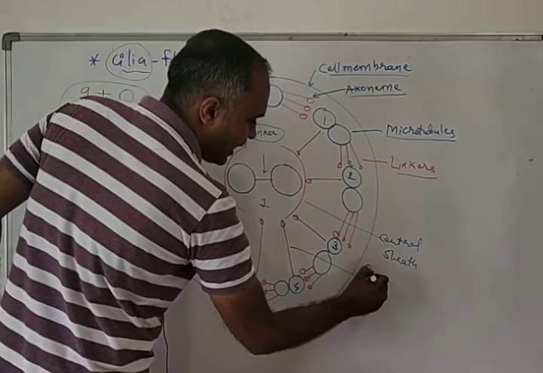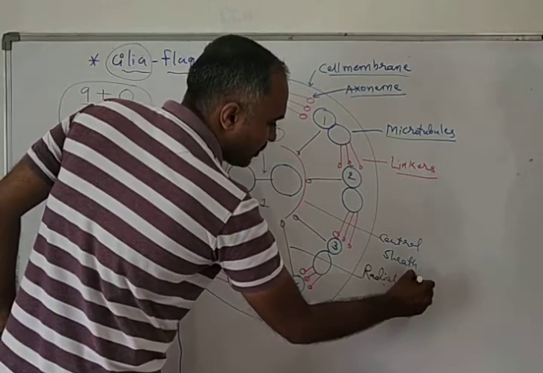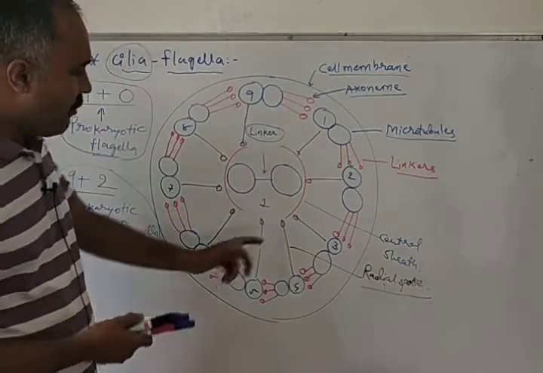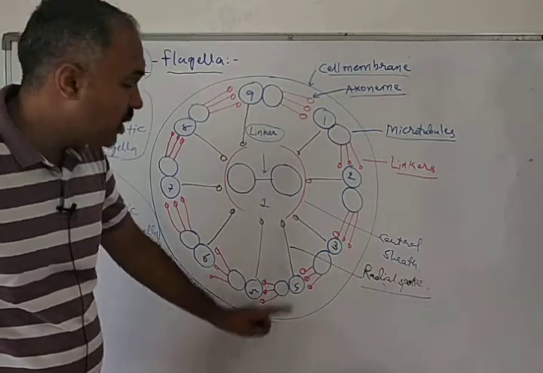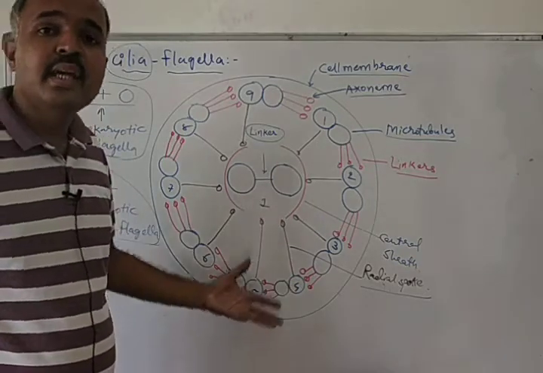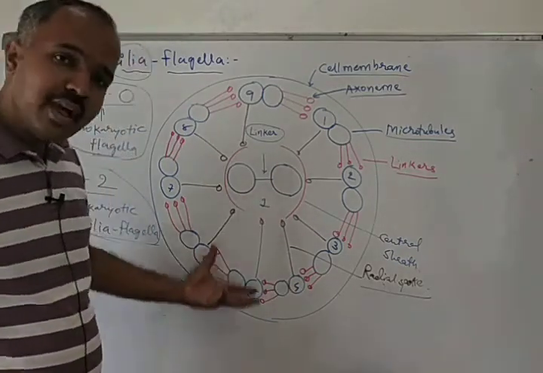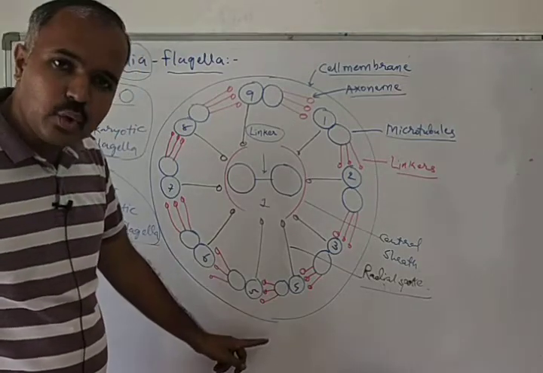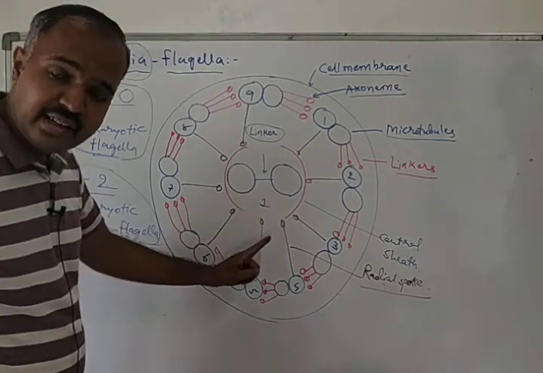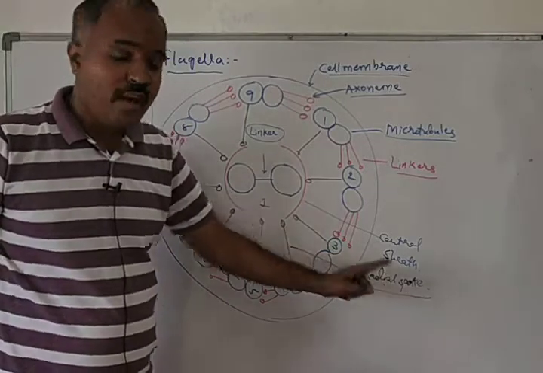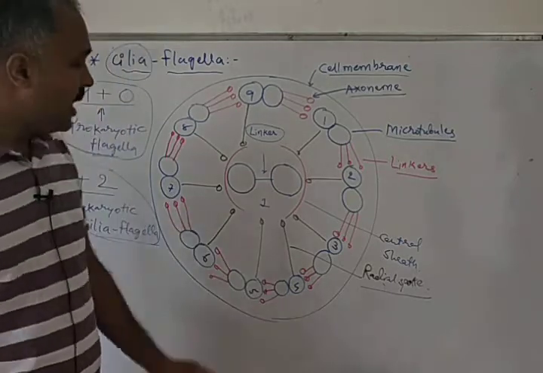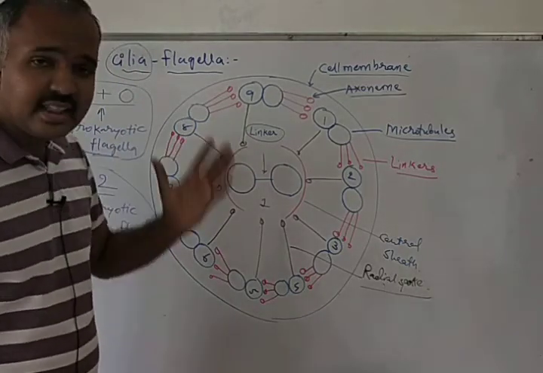What is a radial spoke? The radial spoke is the structure which connects the peripheral microtubules to the central microtubules. If the central microtubules are present, that will be eukaryotic cilia and flagella. So in eukaryotic cilia and flagella, the peripheral microtubules are connected to the central microtubules via radial spoke.